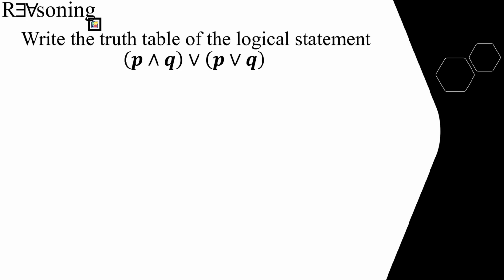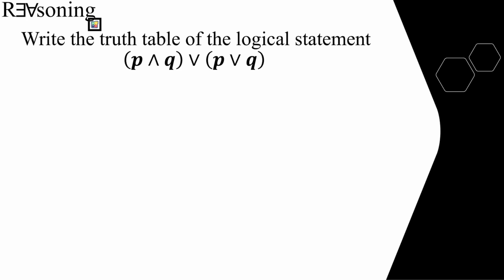Our task is to write the truth table of the logical statement, the disjunction of P and Q and P or Q. I just used here the idea of disjunction as part of reading this statement, but basically we know that the main operation here is disjunction, or the OR statement. But our statements here are also different forms of logical statement, so we need to look into them step by step.